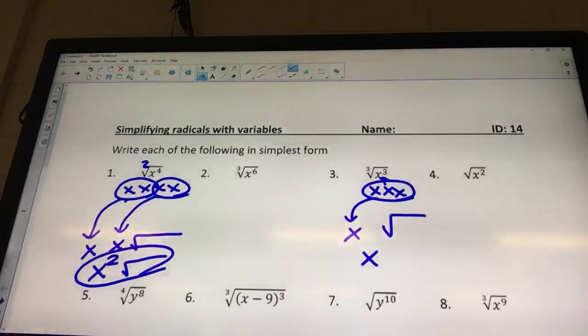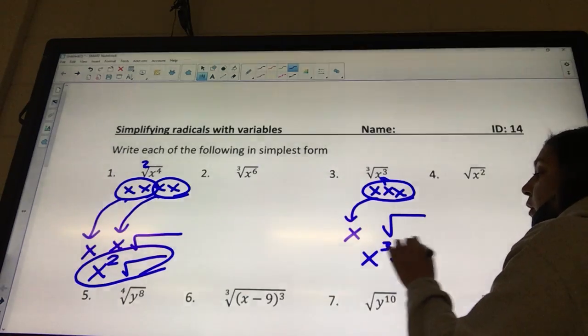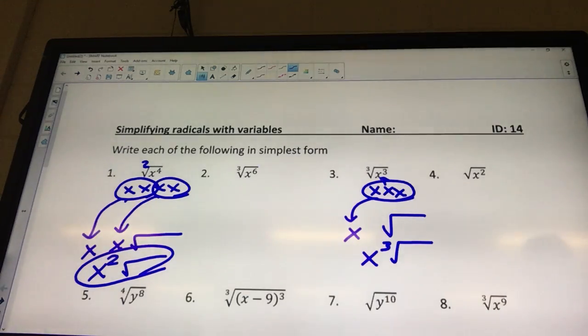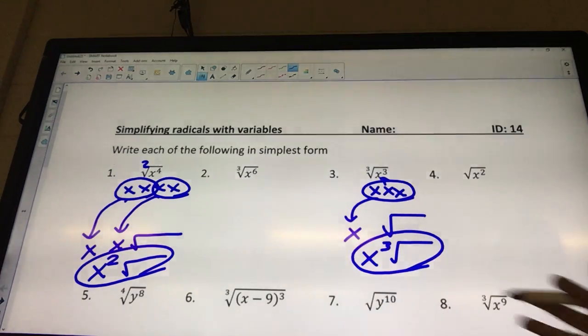Do you have to add the baby numbers too? You do need to add the baby numbers. So technically you'd put something like that, or you could put a 1 underneath that square root, or a 0, because you need the baby number.